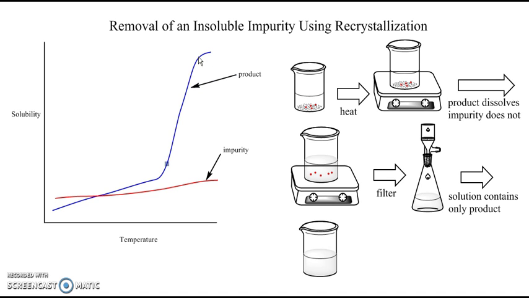How do we get our solid product back? We cool it back down and its solubility decreases and the product comes out of solution. And you can see we have our solid product without the contaminant or impurity in it. And we'd probably isolate this solid by filtration.